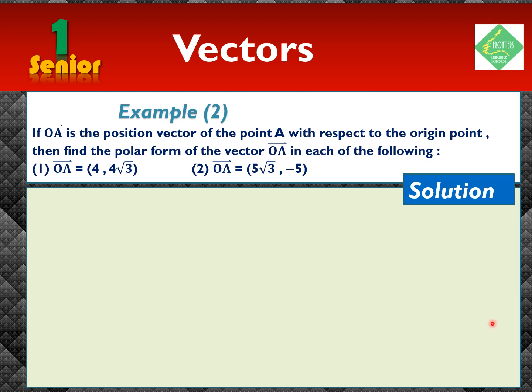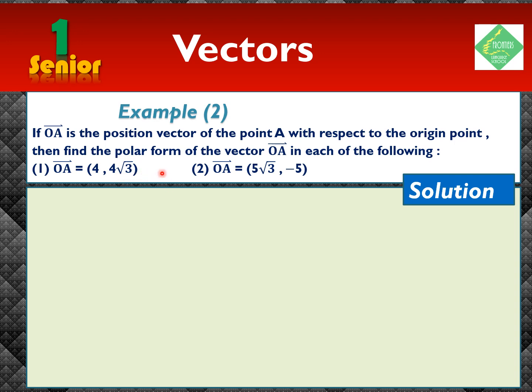Let's take a second example. If OA is the position vector of the point with respect to the origin also, then find the polar form. What is a polar form? Polar form is a point coordinates. Its x coordinates is the norm and y coordinates is the angle. To get the norm, you will take the square root of x power 2, which is 4 power 2, plus 4 root 3 power 2, under the root.